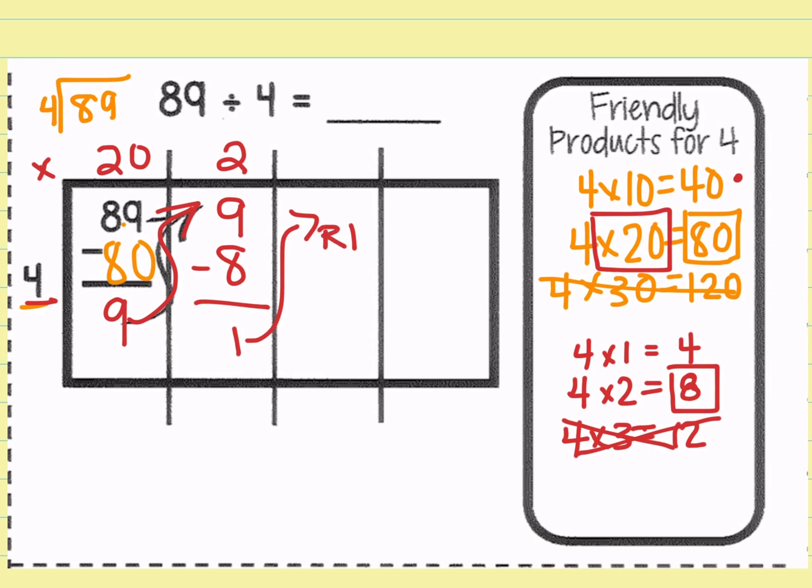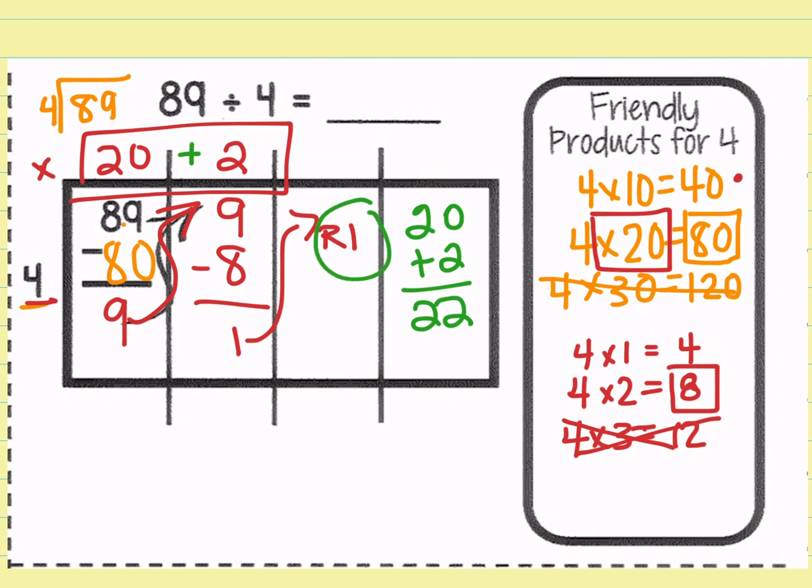Now let's put it all back together. And when we put something together, what do we do? We add. So I'm going to take 20 plus 2, and I get 22, and I cannot forget my remainder. So I have 22, remainder 1.